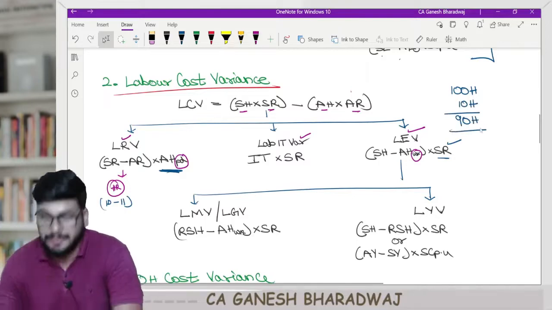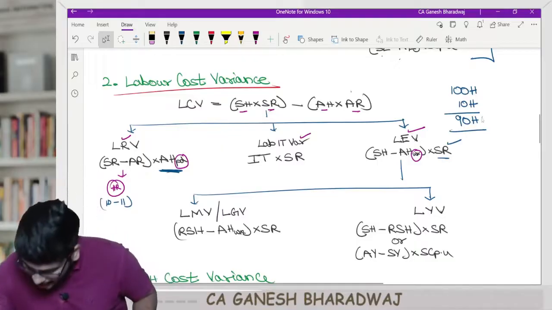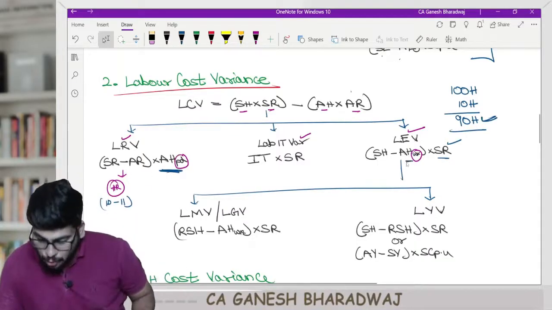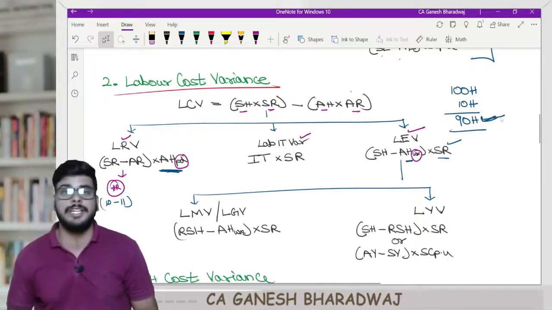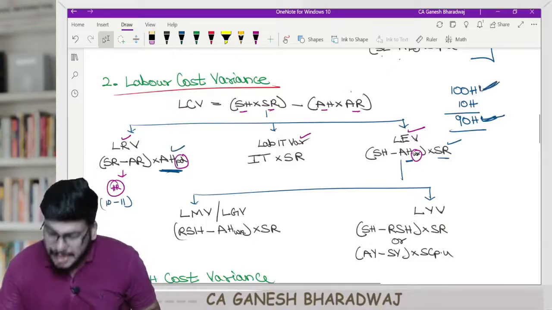They worked only for 90 hours. Now, when I'm judging the efficiency, I will only consider how many hours you should have taken versus how many hours you have actually worked. I will only take 90 into the picture. Whereas when I am paying them, I will pay them fully for the entire 100 hours.